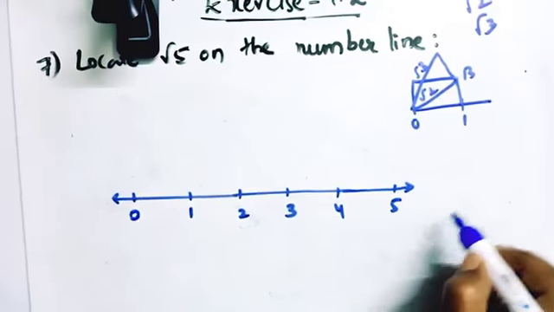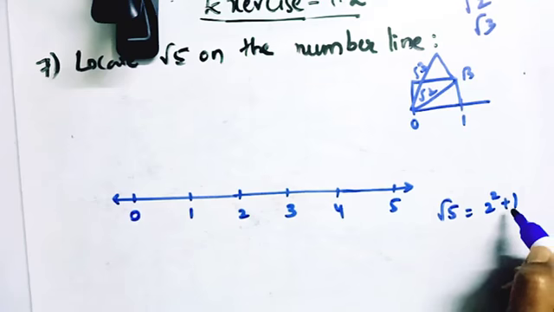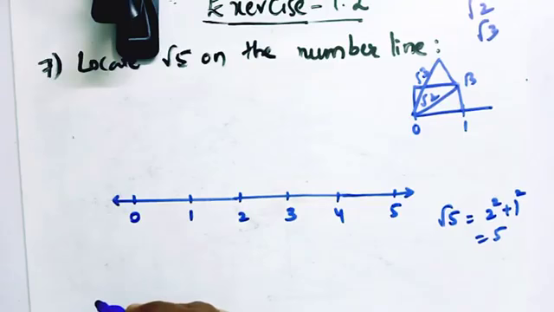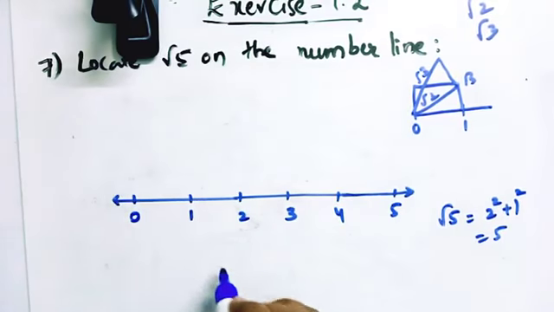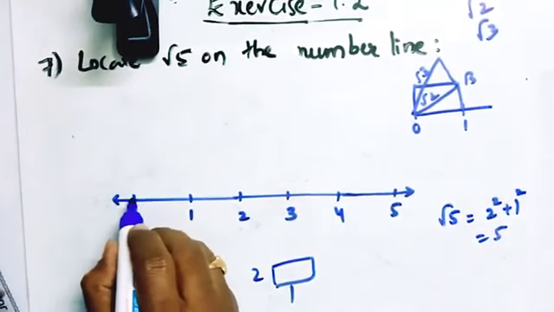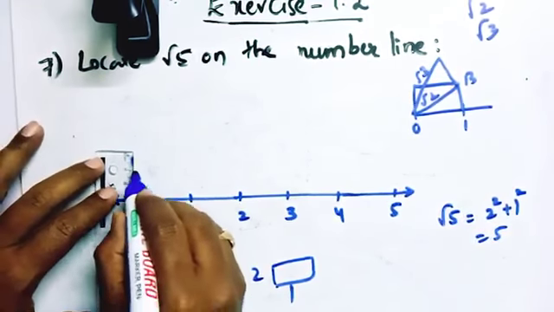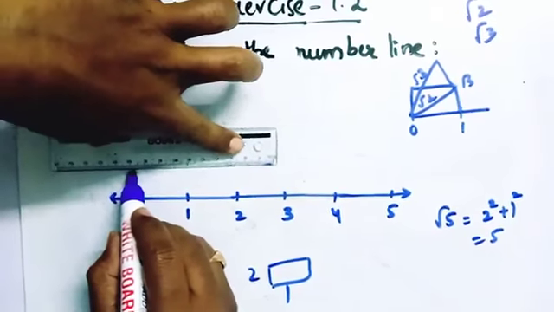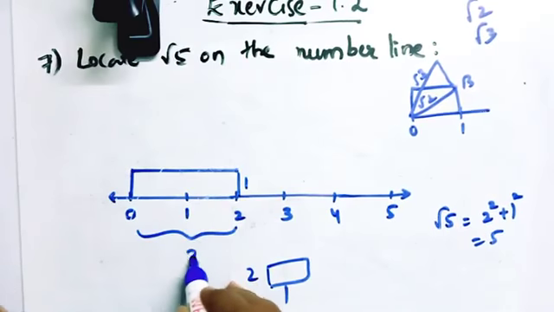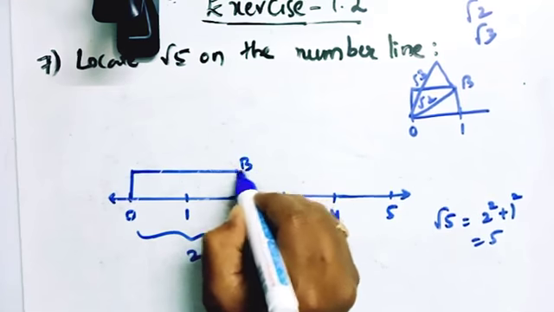So already we know the Pythagorean result. Root 5 is equal to, you should write, 2 square plus 1 square, that is 5 you will get. So you draw the rectangle with 2 into 1 now, that is here 2 centimeters with 1 unit. So this is 1 unit, so this length will become 2 units. So this is the rectangle. Now this is O, A, B, C.